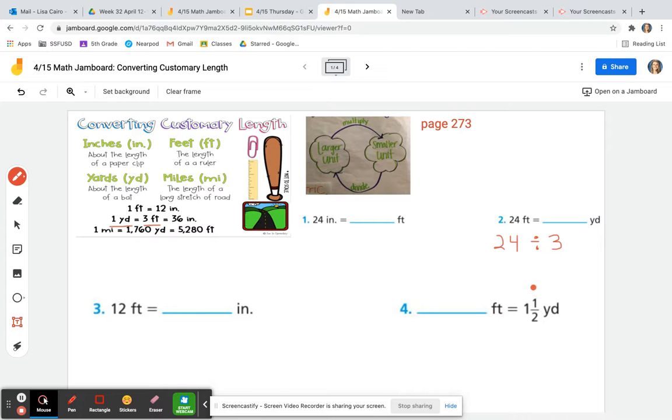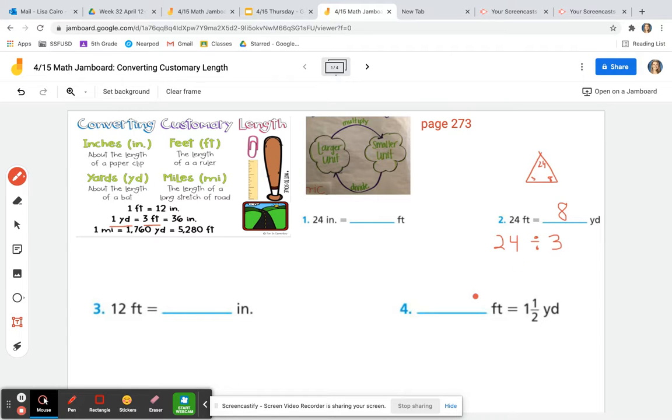24 divided by 3. Go ahead and do it. Remember, think of our triangle here. 3 times what equals 24? And what is it, boys and girls? It is 8. There are 8 yards in 24 feet.